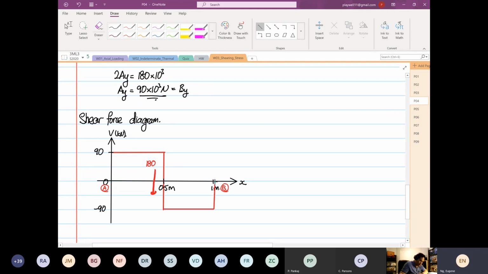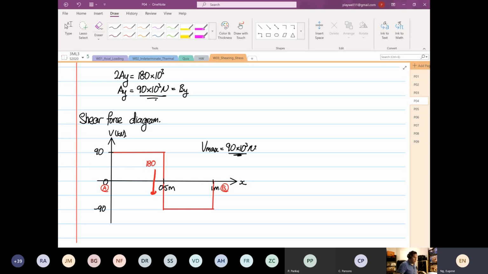So what you see down here, we just found that Vmax is equal to 90 times 10 to the power 3 Newton. We just found this out by looking at our shear force diagram. The shear force will not be any higher than 90 at all, or any lower than minus 90. So we're looking at the magnitude. Vmax is equal to 90.